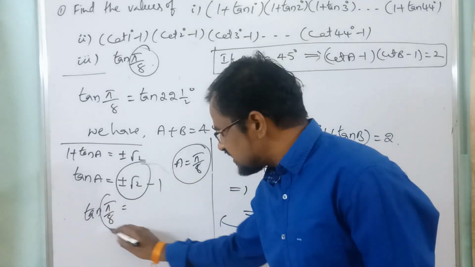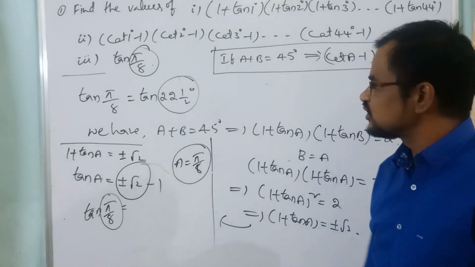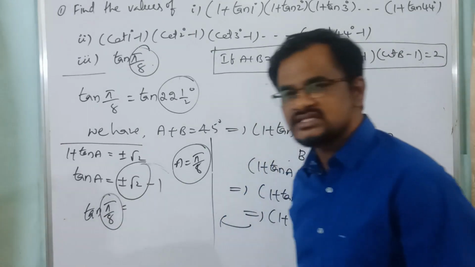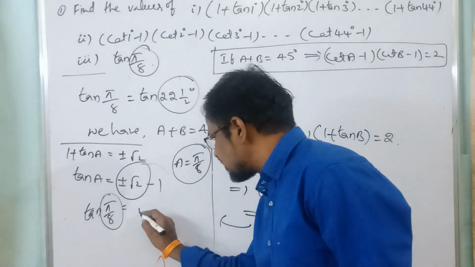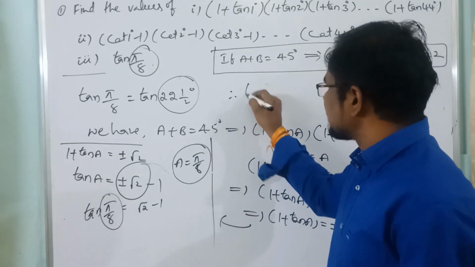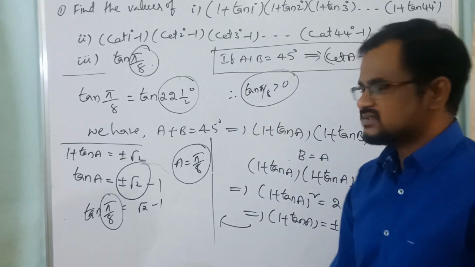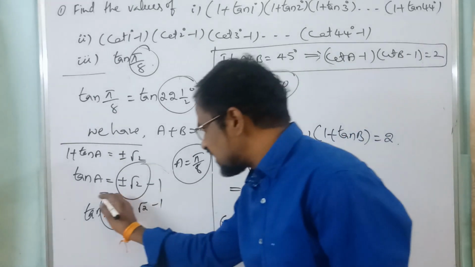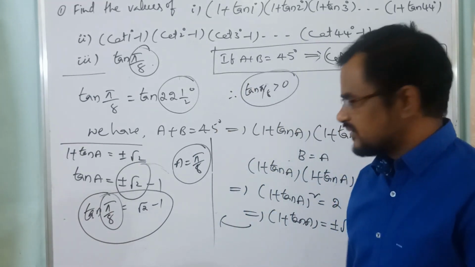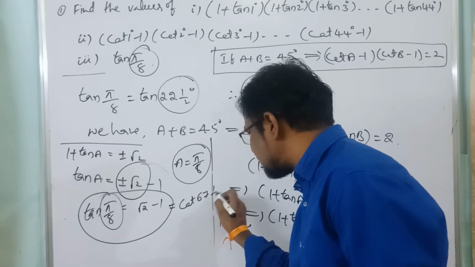But pi by 8 is equal to what? 22.5 degrees, which means the first quadrant. In the first quadrant, tan is positive. So that's why we have to take root 2 minus 1, since tan pi by 8 is greater than 0. So what is the value of tan pi by 8? Root 2 minus 1.